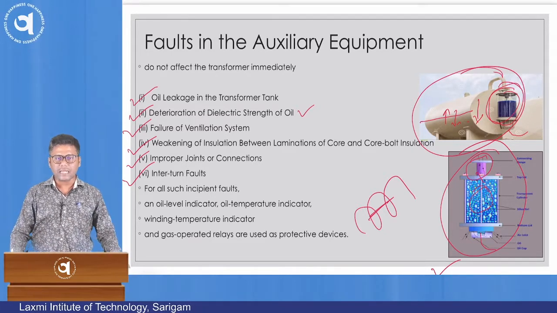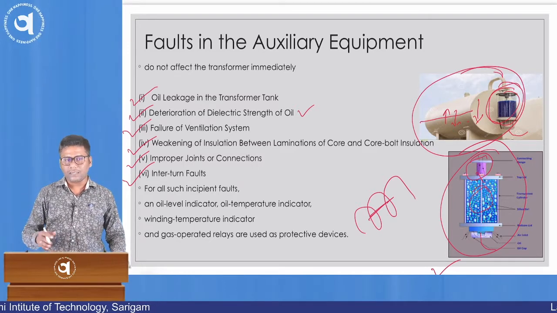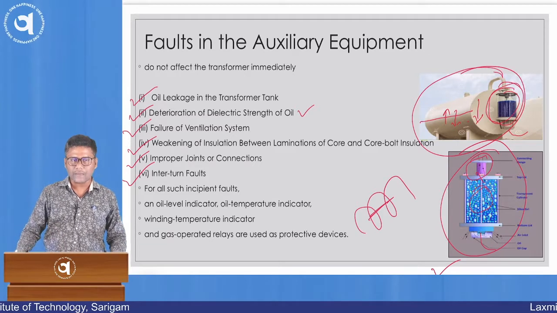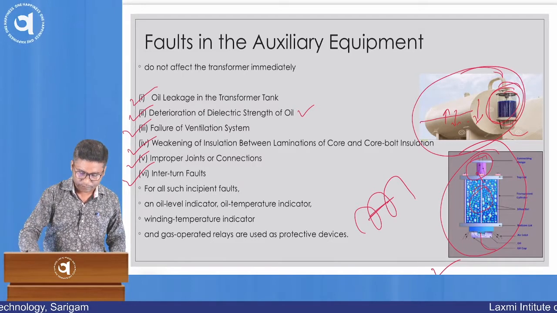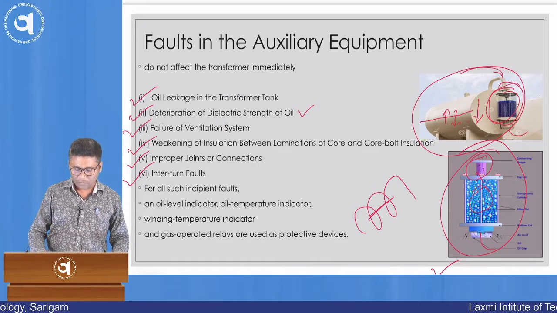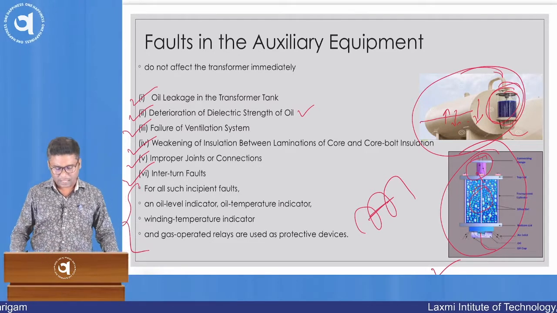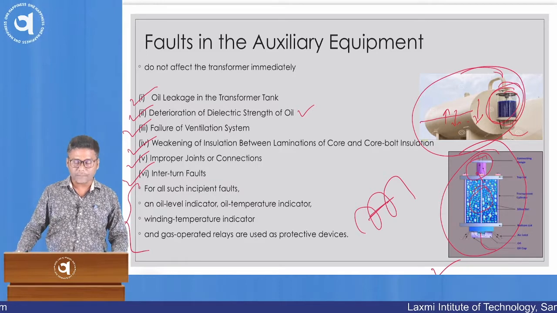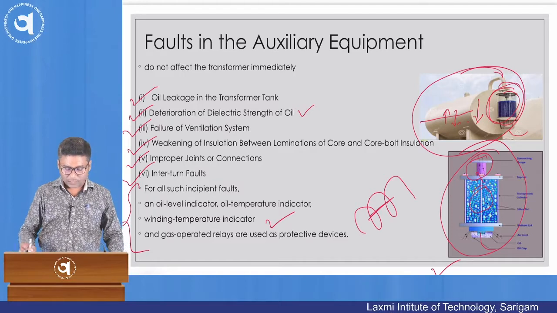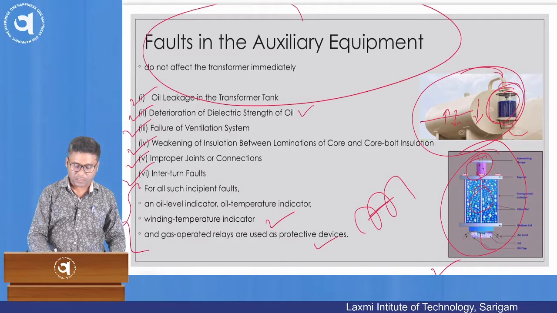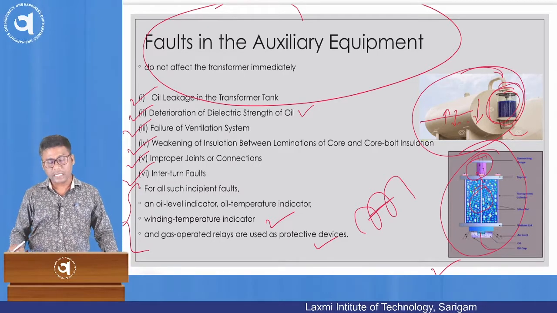Right now, we assume that in case of internal faults, interturn faults, sorry, the incoming and outgoing currents are the same, and the relay is not able to detect this condition. So, here also a gas operated relay will be very helpful. So, these are all the faults in the auxiliary equipment, and these 5 things are there. Oil level indicator, oil temperature indicator, winding temperature indicator, and gas operated relays are provided for faults in the auxiliary equipment of the transformer.